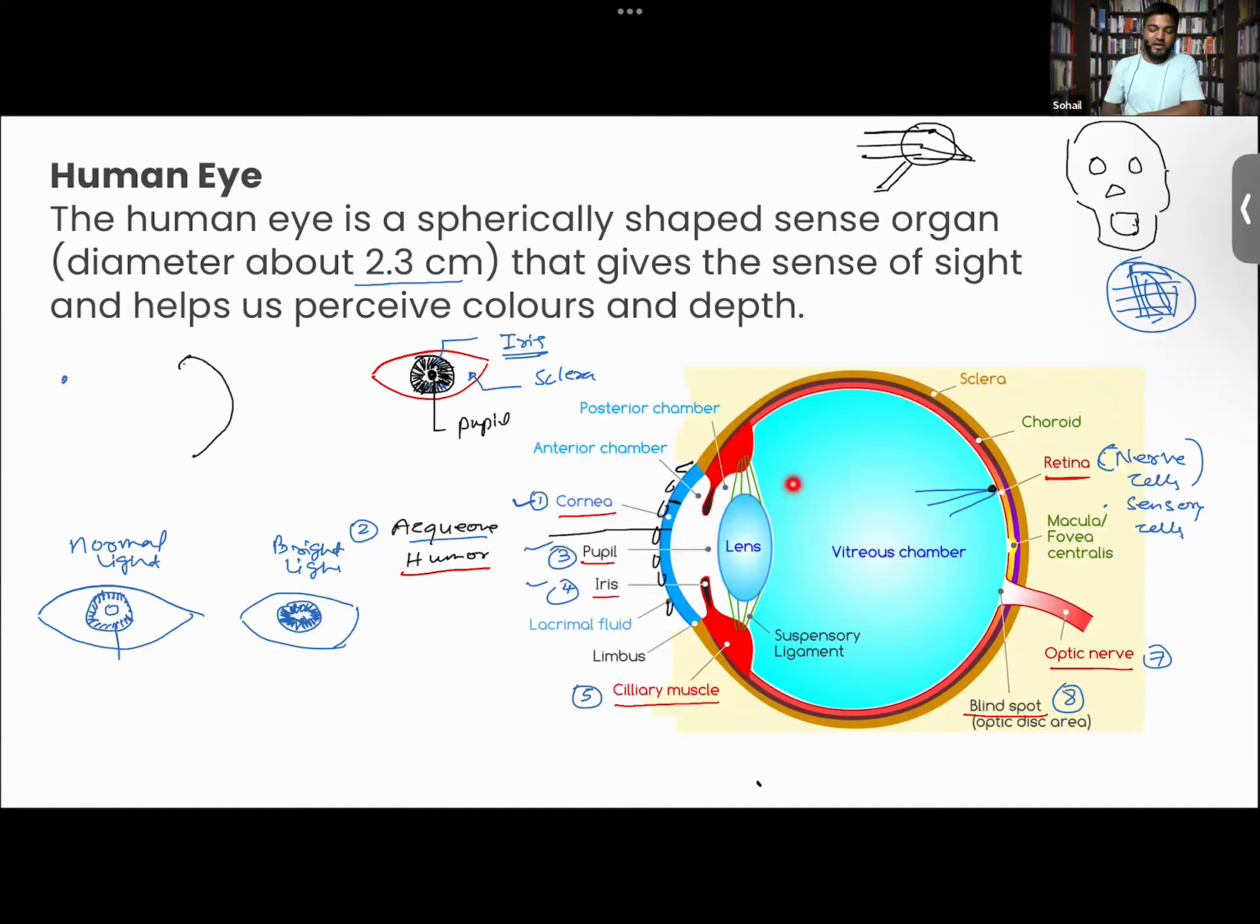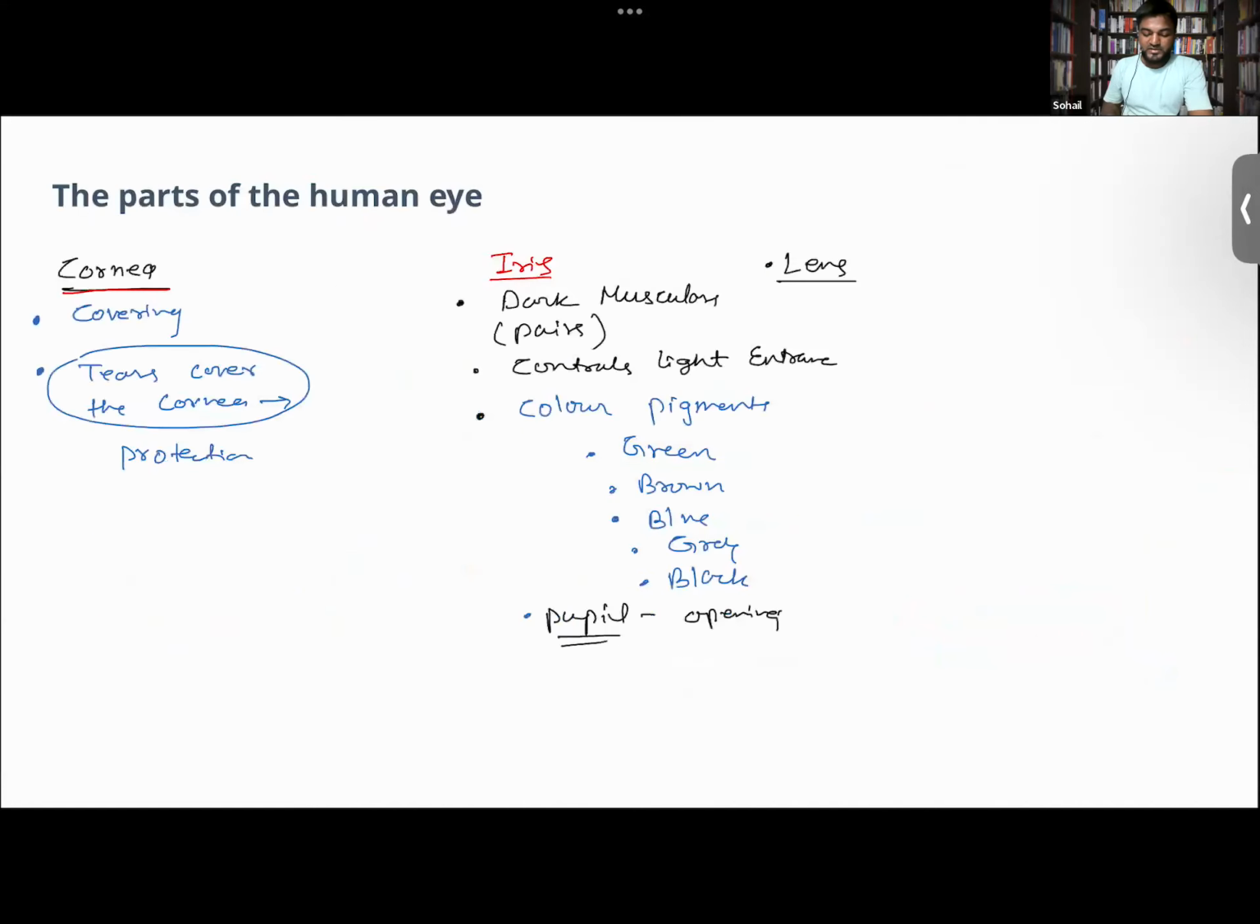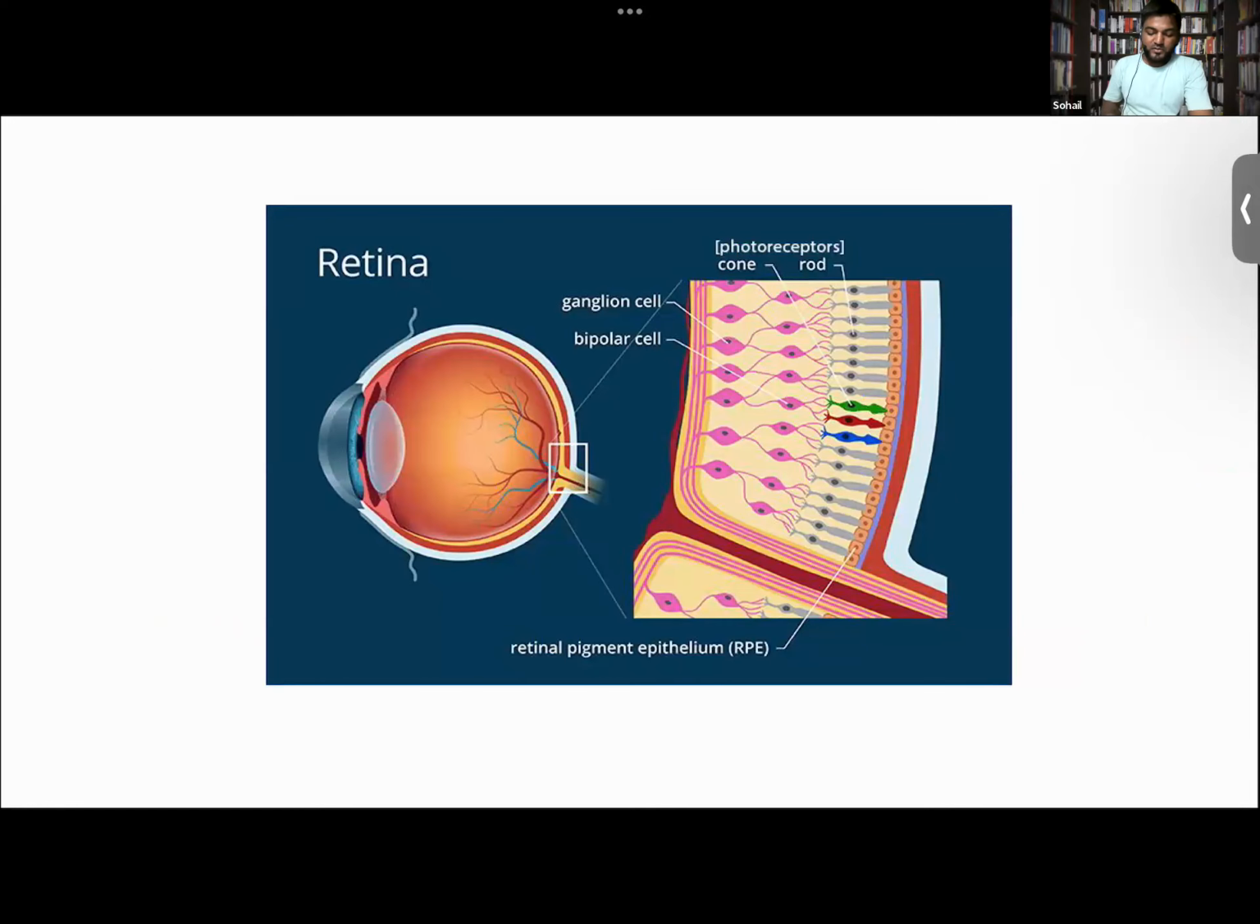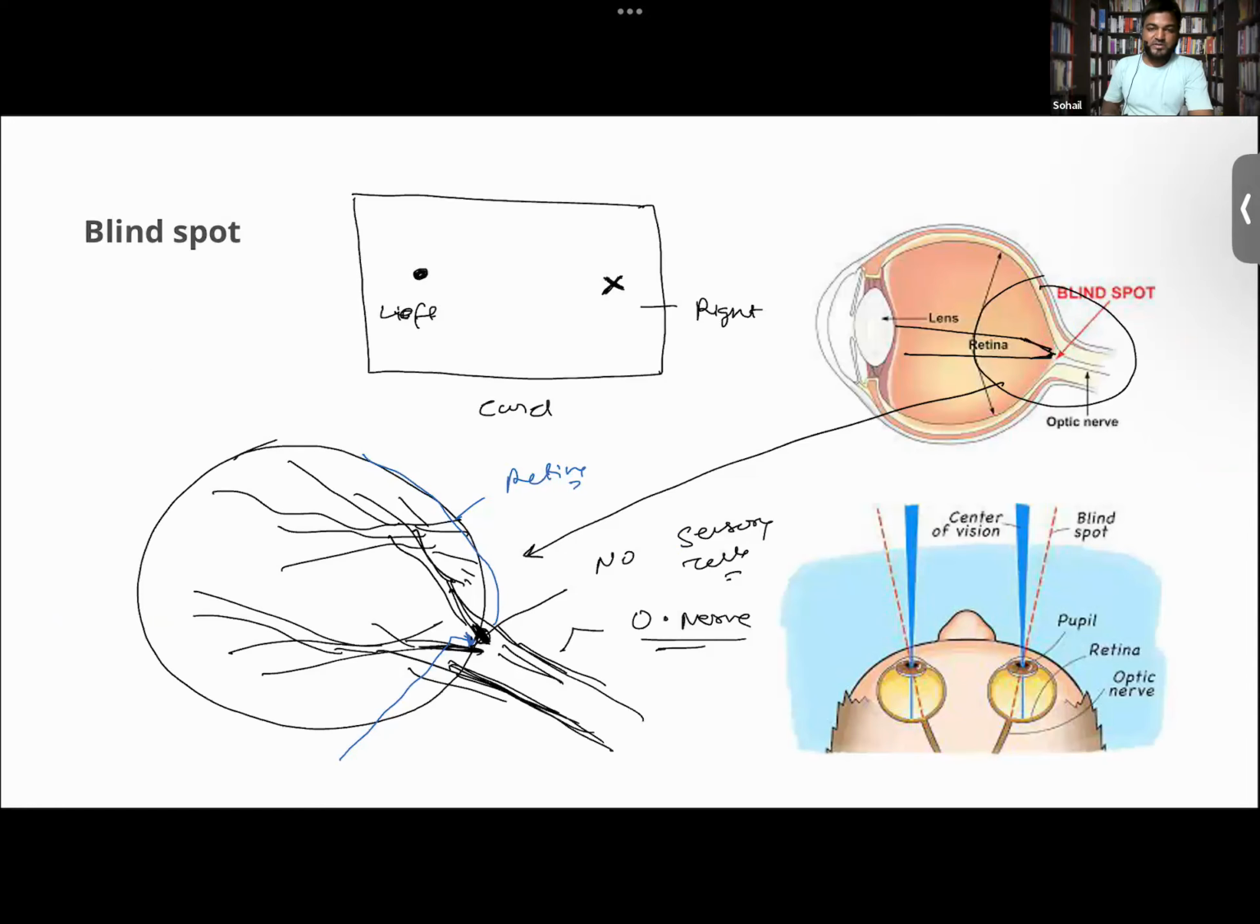Okay. Now, what is the importance of the vitreous humor, the jelly-like liquid present in this region? Because it supports the eyeball's structure. If it is vacant, then the eyeball will collapse. So it balances the pressure inside the eyeball. That is the function. Okay, what were the two types of cells present in the retina, and what are their functions?